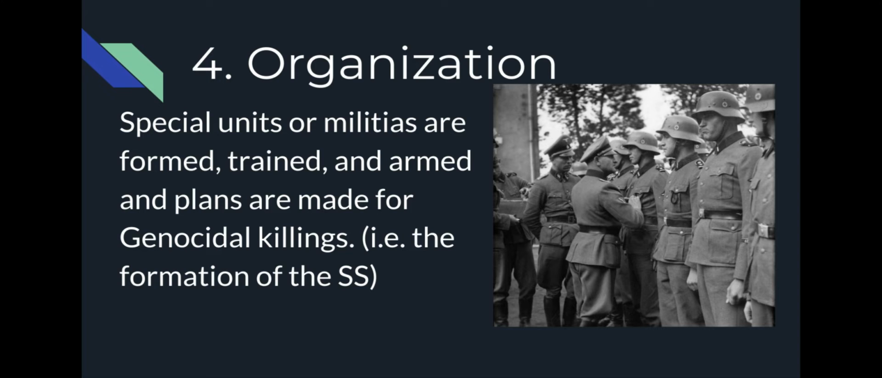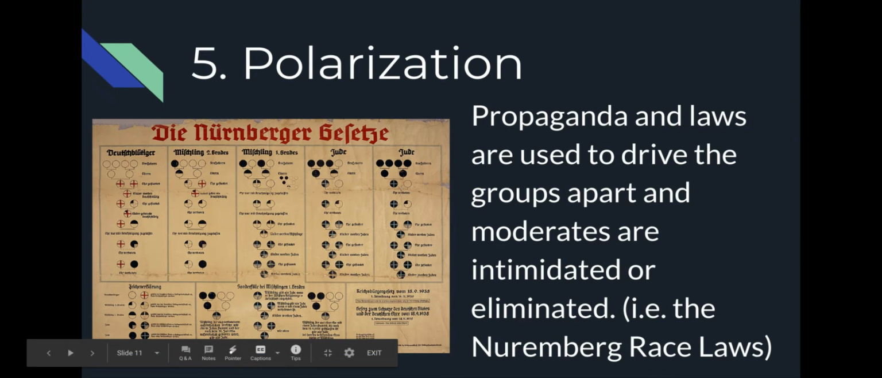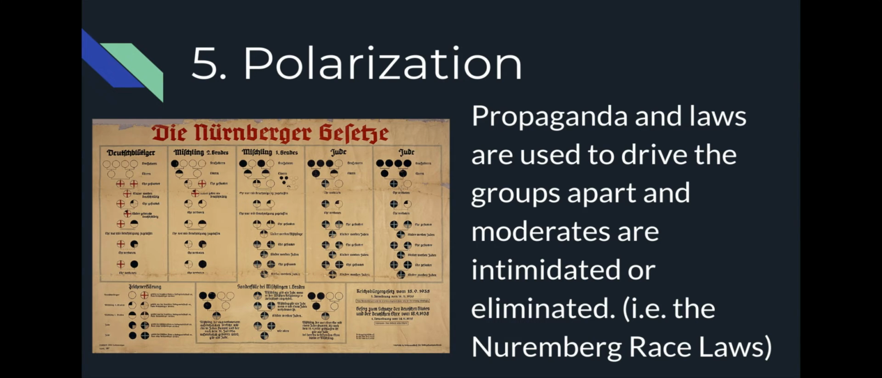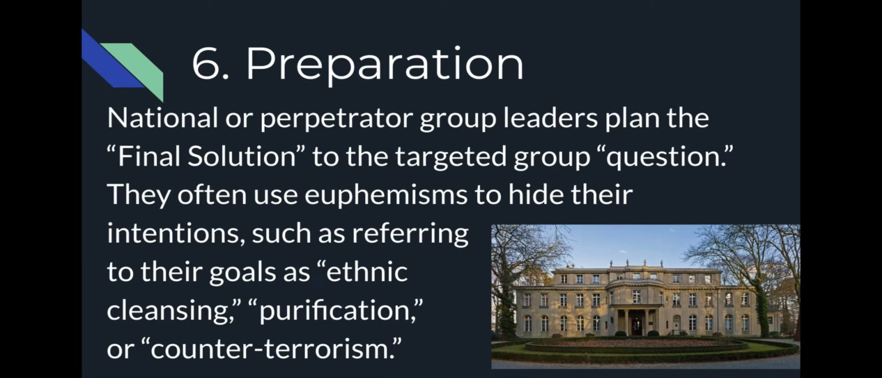Organization, then, is the next stage. We see special units are trained up for this to kind of carry out the wishes of the regime. In this case, we saw the formation of the SS would be an example of this. Polarization, then, is the propaganda that's used. The Nuremberg race laws would be a key example or evidence of the fact that this happened.